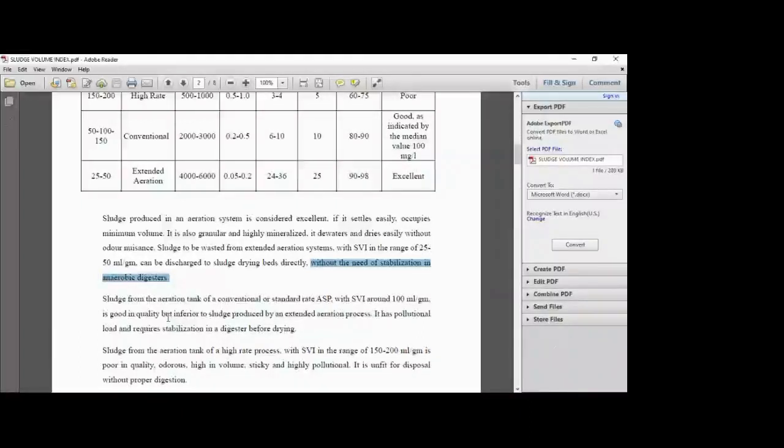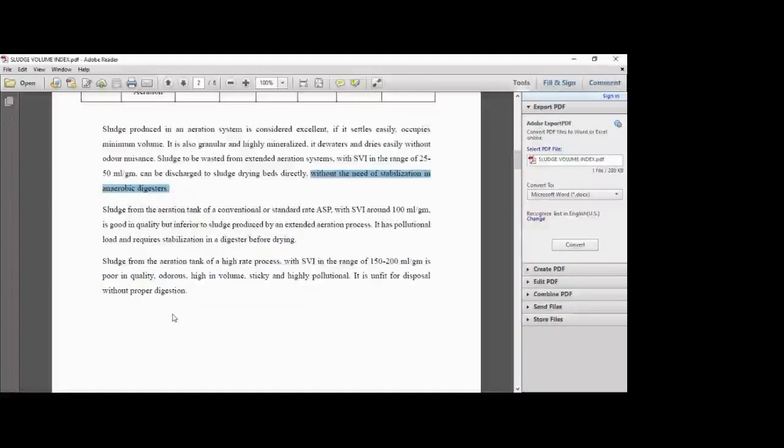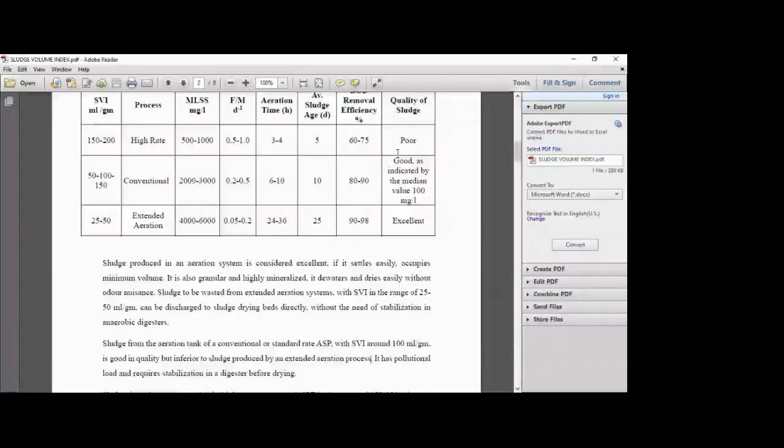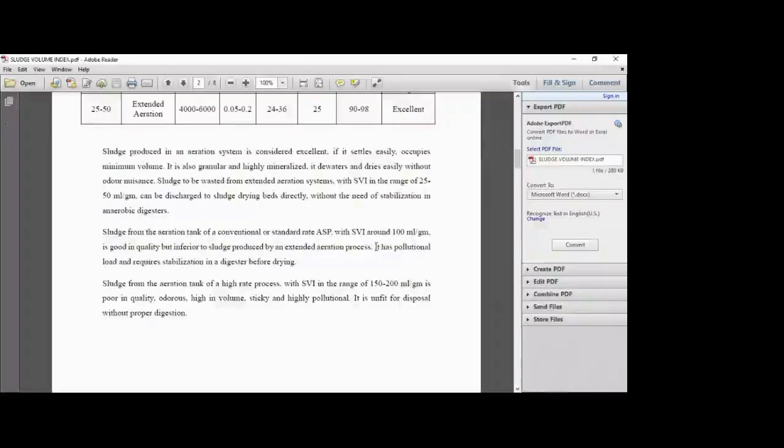Similarly, the reverse case will happen. Sludge from the aeration tank of a conventional or standard rate ASP with SVI around 100 ml per gram is a good quality sludge, but inferior to sludge produced by extended aeration. So it has a pollutional load. This good quality sludge is not as good as excellent quality, so it also needs stabilization, right? It has a pollutional load and requires stabilization in a digester before drying.